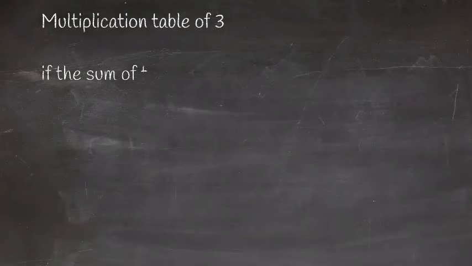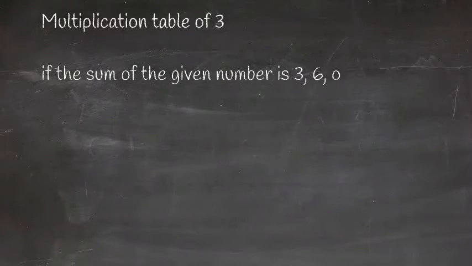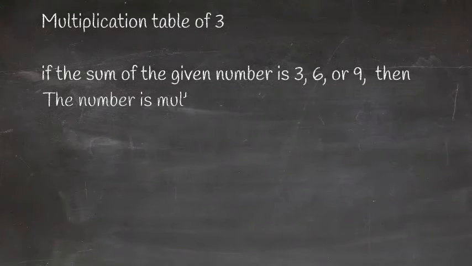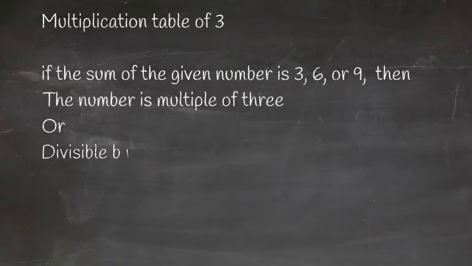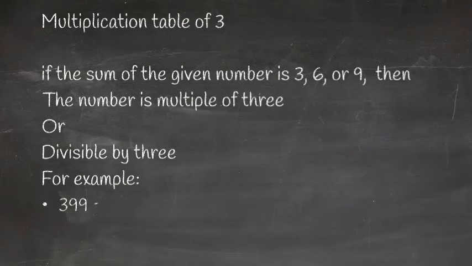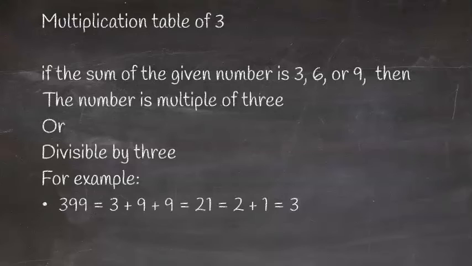Multiplication table of 3. If the sum of the digits of a given number is 3, 6 or 9, then the number is a multiple of 3, or divisible by 3. For example, 399. 3 plus 9 plus 9 equals 21. 21 equals 2 plus 1, which is equal to 3. Therefore, 399 is divisible by 3.